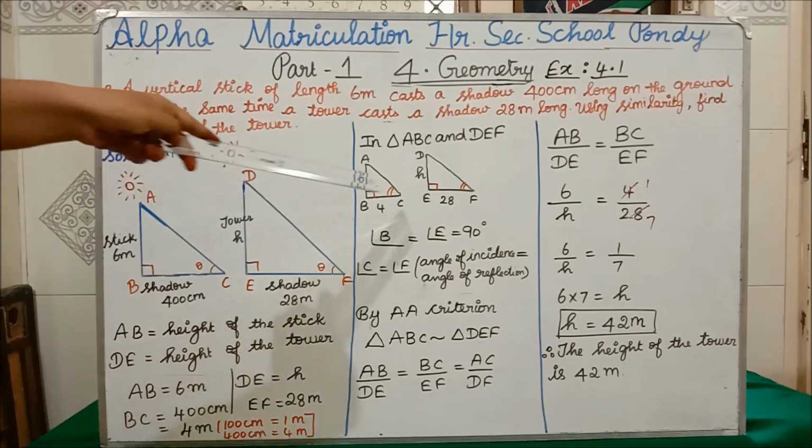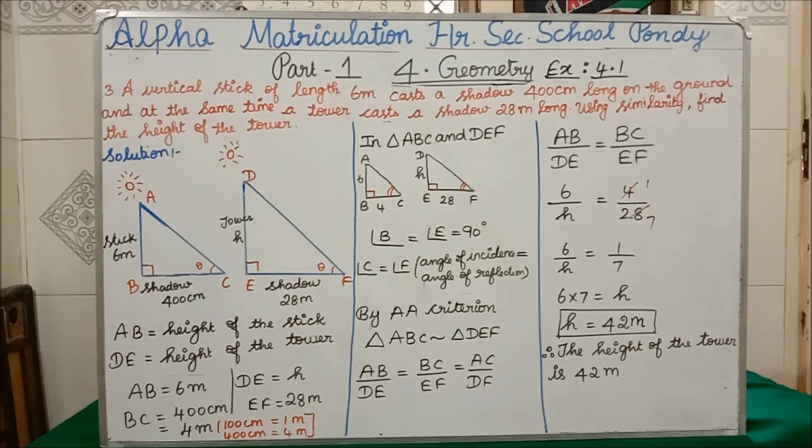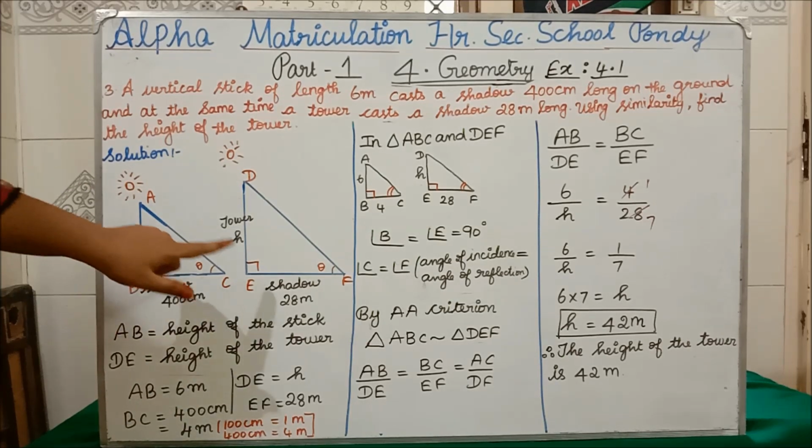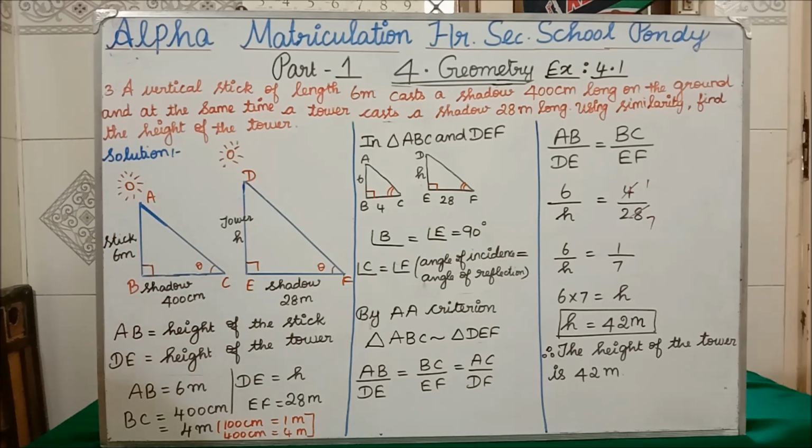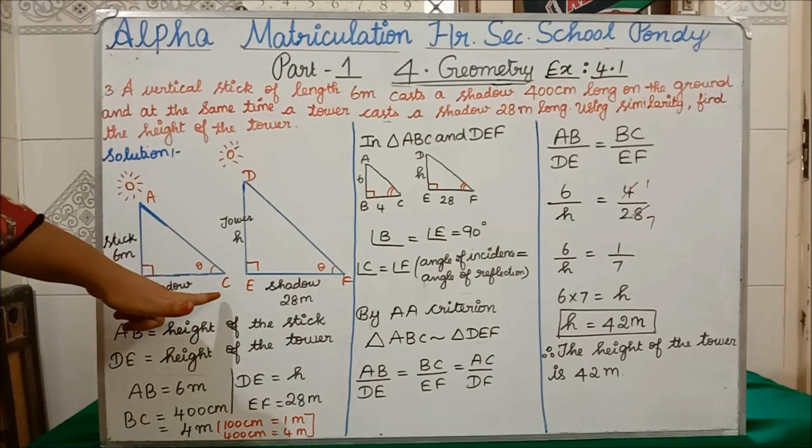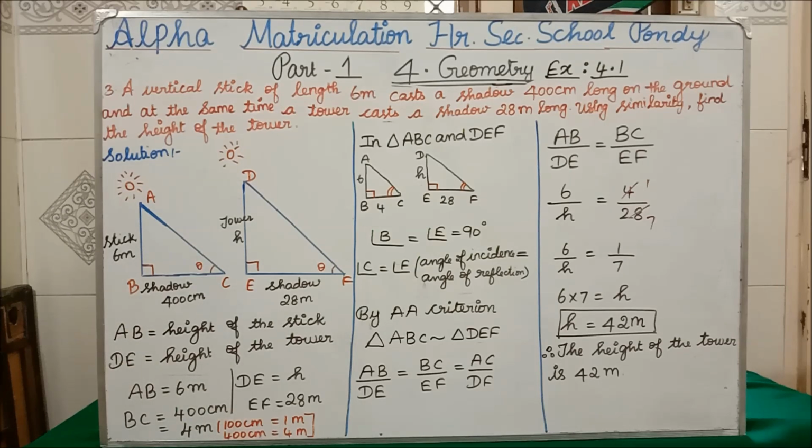One more time, I have drawn the two triangles here. Students, I have told you, when you are facing the ground, your angle will be 90 degrees. Similarly, the stick is facing the ground, so the angle here is 90 degrees. The tower is on the ground, so there also we have 90 degrees. So from the sun, C is the angle of incidence. Similarly, this is also the angle of reflection.